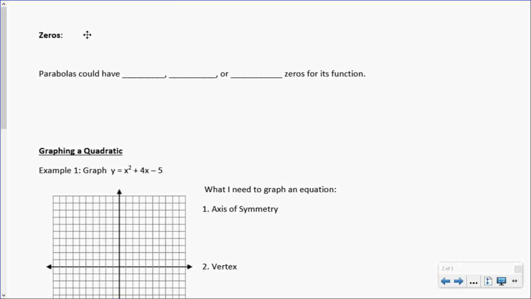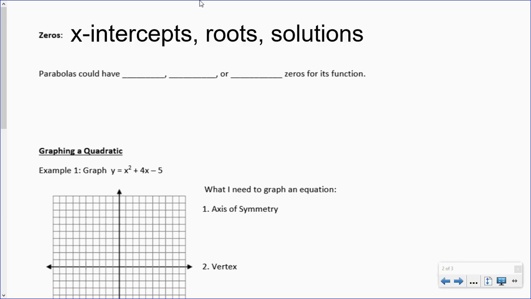Zeros, just a reminder about zeros, they are the x-intercepts, also known as roots and solutions. Okay, when you guys are drawing your parabolas, you can have 1, 2, or 0 zeros for its function. So that means it can cross the x-axis once, twice, or not at all.